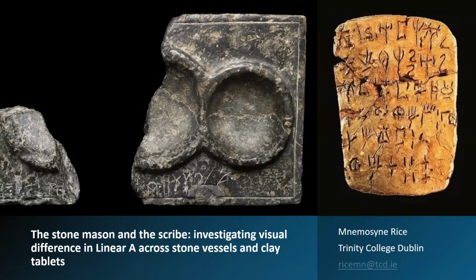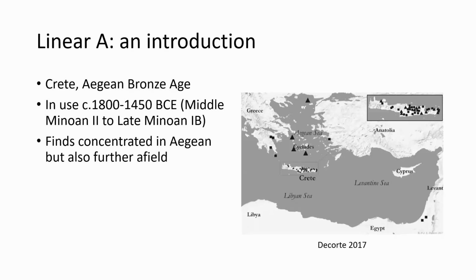So today I'll be speaking about the visual appearance of Linear A signs on two different types of material, stone and clay. I will present three case studies which illuminate the differences and similarities in sign formation on both materials. My aim ultimately is to demonstrate that there is some degree of slippage across these media, and observing and analyzing these slippages can help us think about writing conventions on Minoan Crete.